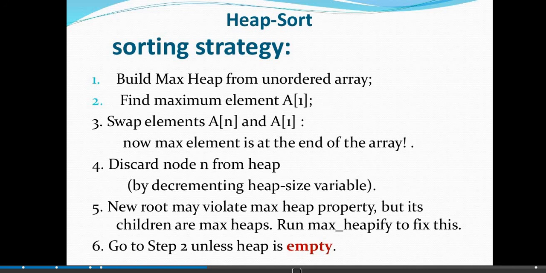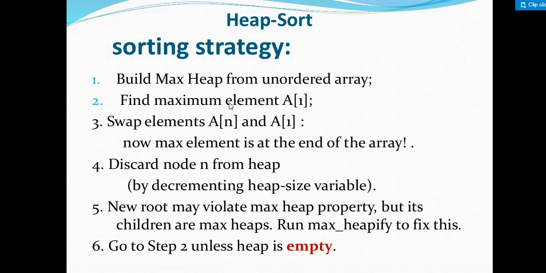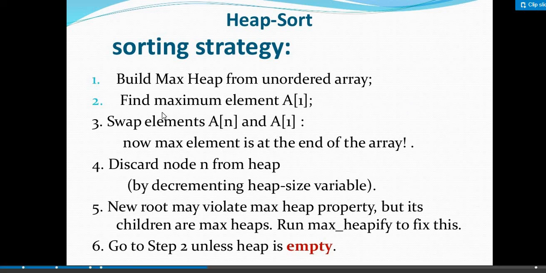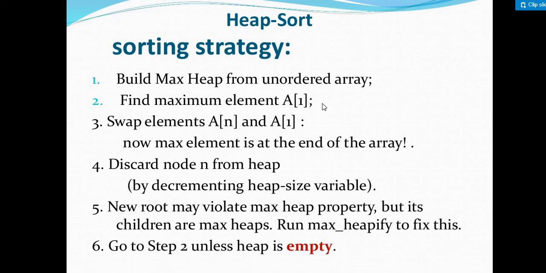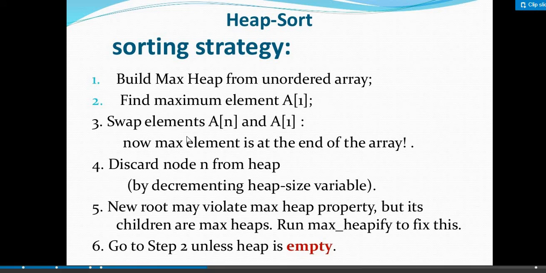Now we have to perform the sorting strategy. First of all, build a Max-heap from the unsorted array, as we have seen how we are making the tree. Second, find the maximum element, that is E1. Whenever we get the maximum element, we have to swap. So swap An as well as E1. Now the max element is at the end of the array, that means it was at the top.